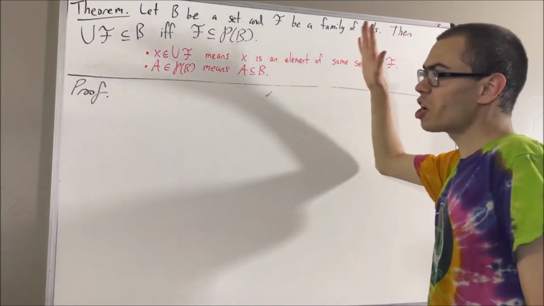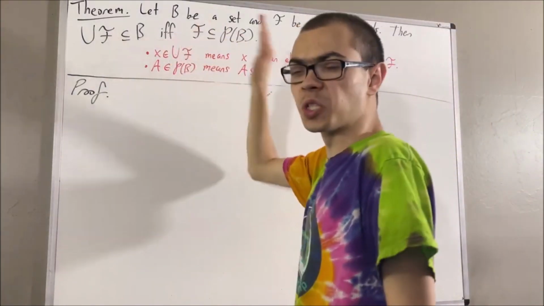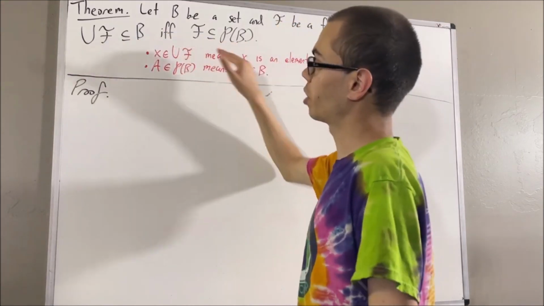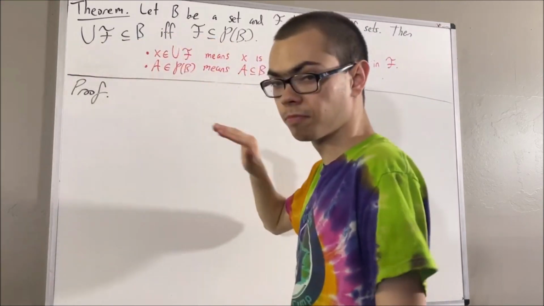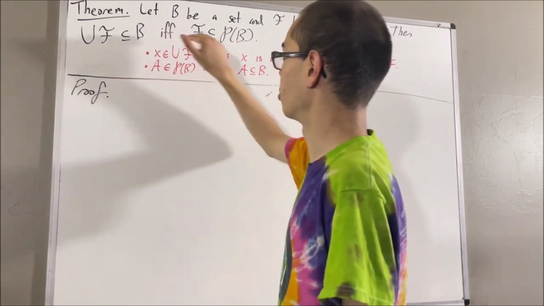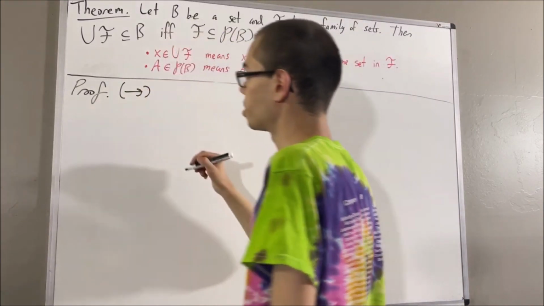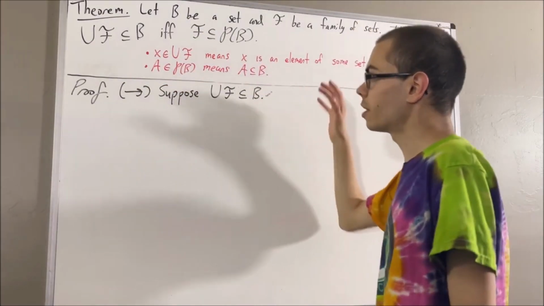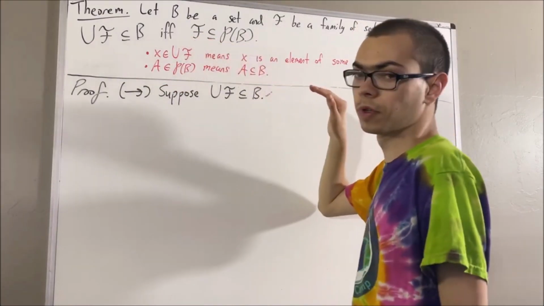Now notice, we're trying to prove a statement containing if and only if. So what we're going to do is prove if this is true, then this is true. And then we're going to prove if this is true, then this is true. Let's start out by proving if this is true, then this is true. And to do so, suppose this is true. From here, we want to show that this is true.